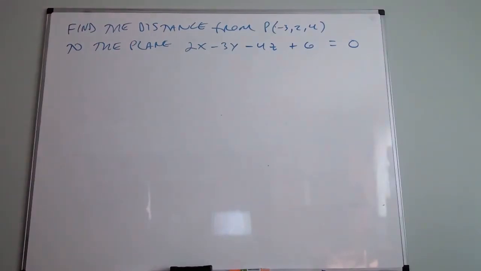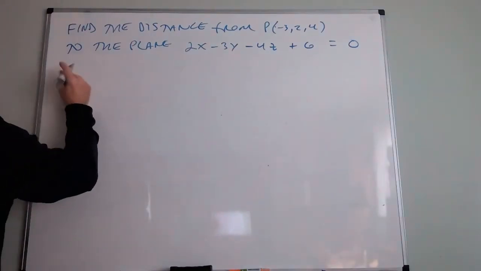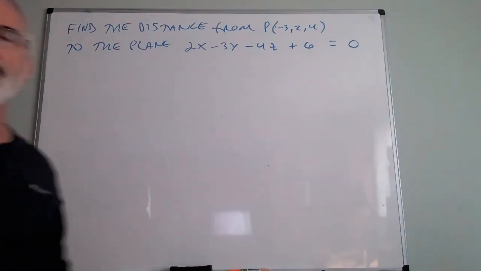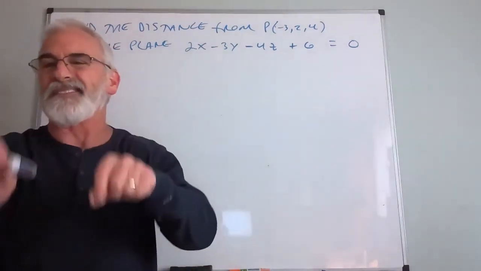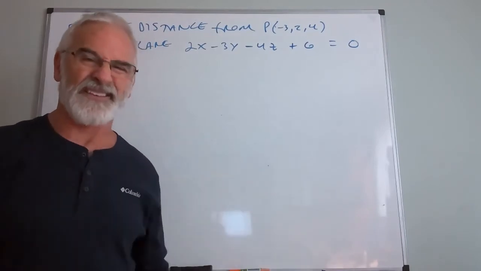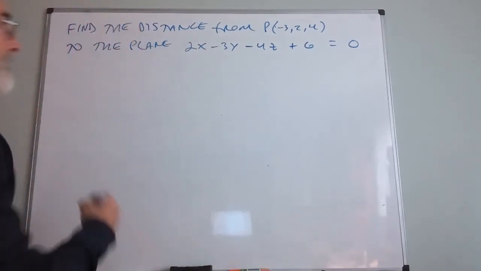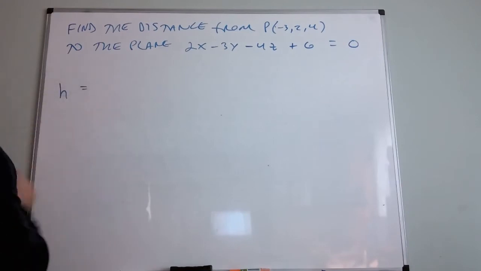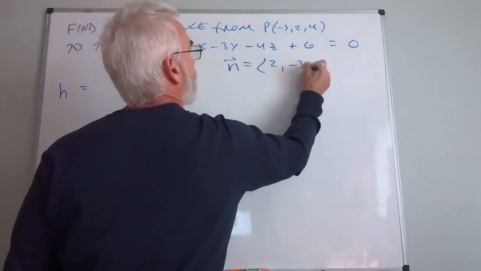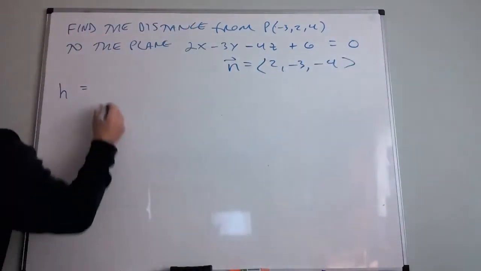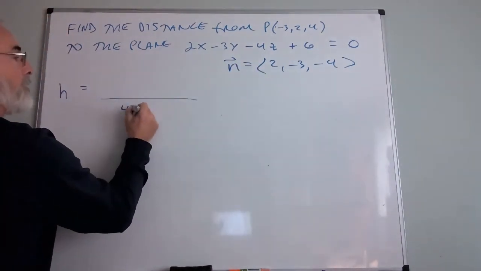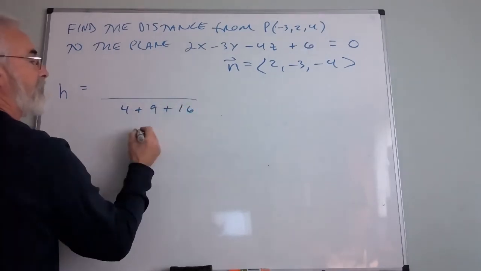All right. So what we're going to do, our formula, you can say it's distance or you can say it's height. It really doesn't matter. I don't want to use D for distance because we were using D in the formula for the plane, ax plus by plus cz plus d equals 0. That's why I think most authors will use an H. So H is, well, first of all, what's my normal vector? That would be 2, -3, -4. So my denominator is going to be the length of this. So 4 plus 9 plus 16 under the root.